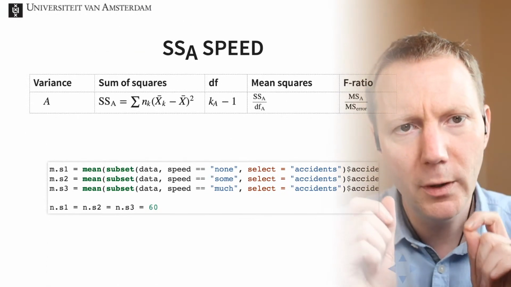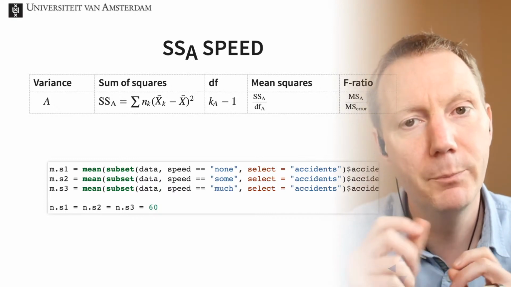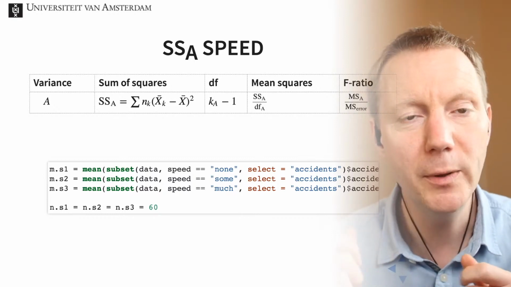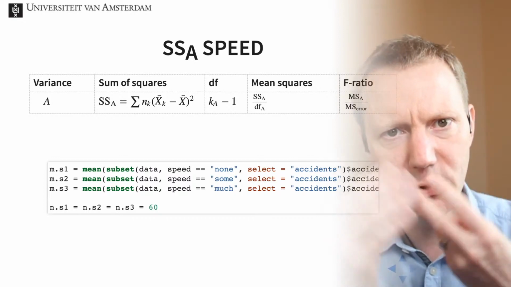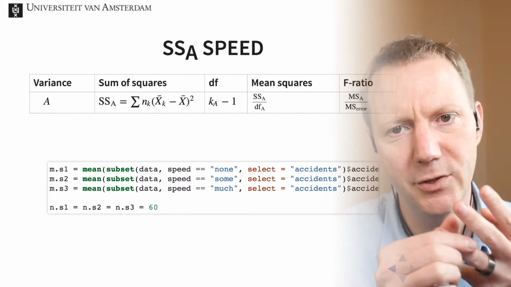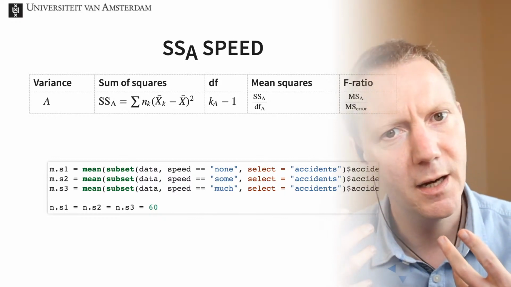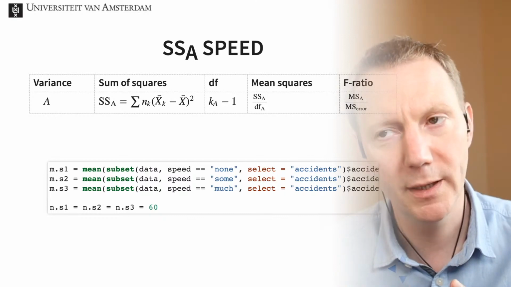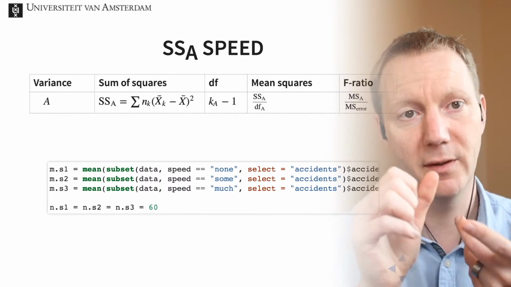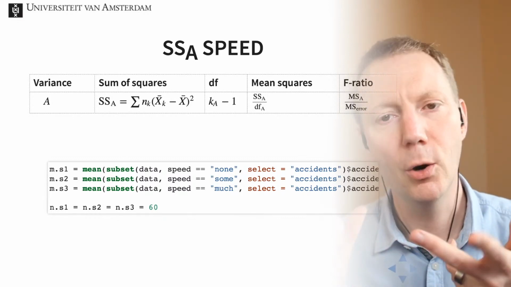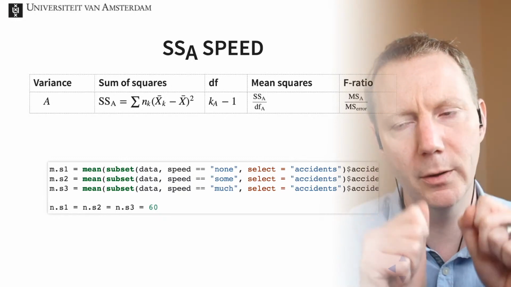But we also want information. We want to know if there is a main effect for both the independent variables, and we want to decompose also the interaction part. So we have a model with two independent variables and an interaction. If we want to state something about the main effect of speed or the main effect of alcohol, we have to look at those components.